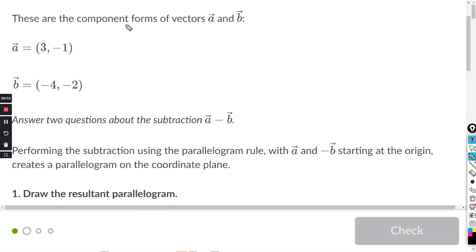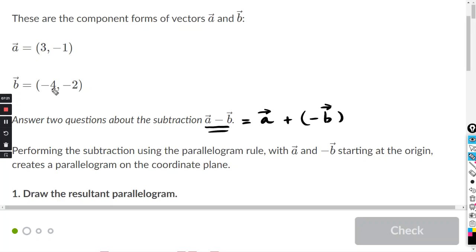Alright, these are the component forms of A and B. Answer two questions. We're going to perform subtraction and draw the parallelogram. So we want to do A minus B. And remember, A minus B is going to be the same as A plus the negative version of B. So we're going to need the negative version of B.